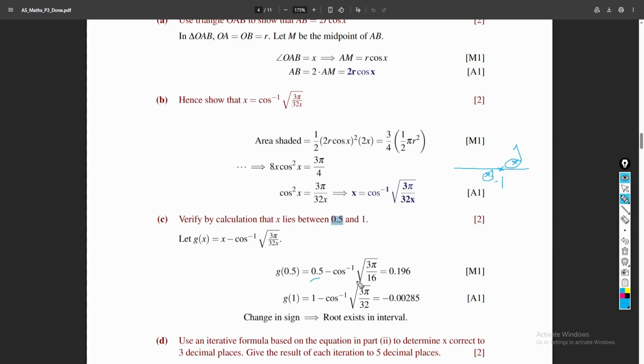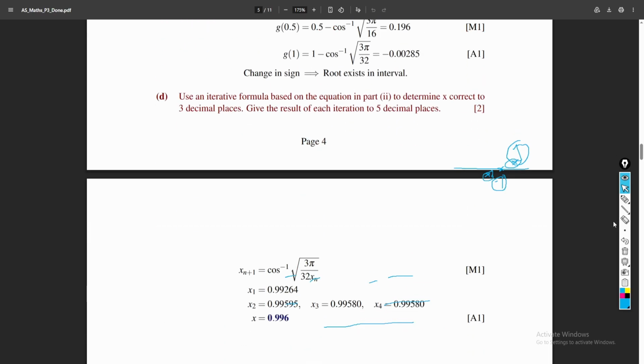We put the 0.5 over here, and then we get 0.196. So this one, the 0.5, would be the upper range, and then we put 1 and we get minus something, so that's a negative range. So that means the answer must be between these two, right? Since it goes from positive to negative, the answer must be between 0.5 and 1. So that's why we prove that the root exists in this interval.